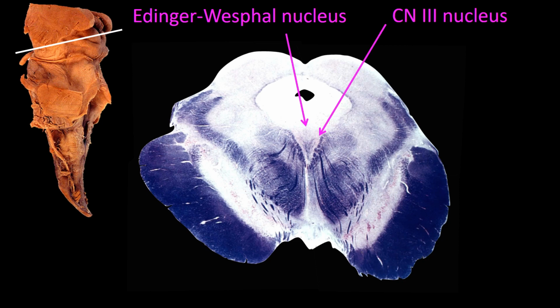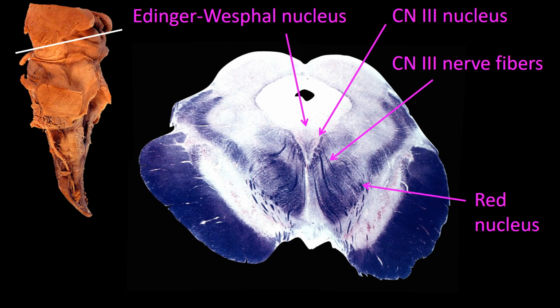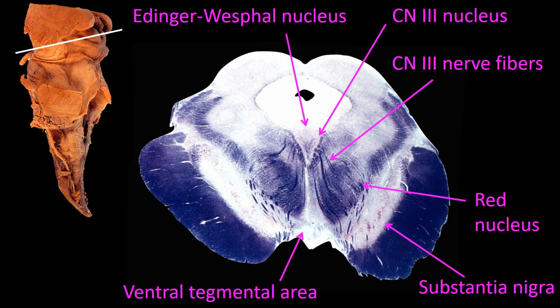This is a cut of the midbrain at the level of the superior colliculi. In it, you can see the Edinger-Westphal nucleus, which houses the parasympathetic neurons for the pupillary sphincter and ciliary muscles. The oculomotor nerve nucleus, fibers of the third cranial nerve, the red nucleus, substantia nigra, the ventral tegmental area, and the medial longitudinal fascicle.